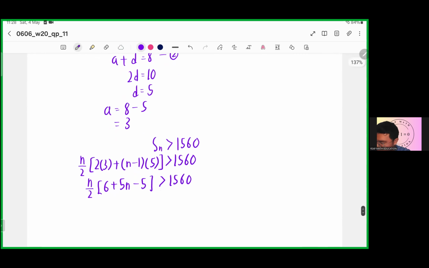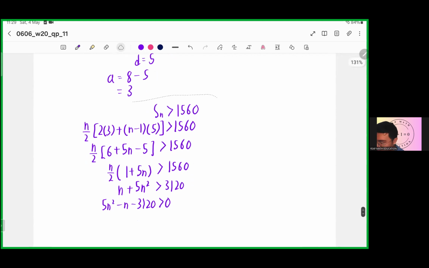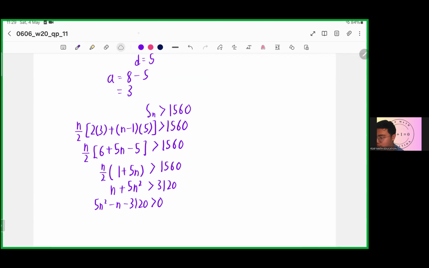Okay, now we just try to make it into a simpler form. 1 plus 5n, more than this. Now we can multiply, n plus 5n squared more than 3120. Now we can write 5n squared plus n minus 3120. You see, it's like a quadratic equation, right? So we can now use the quadratic formula to solve for this part.